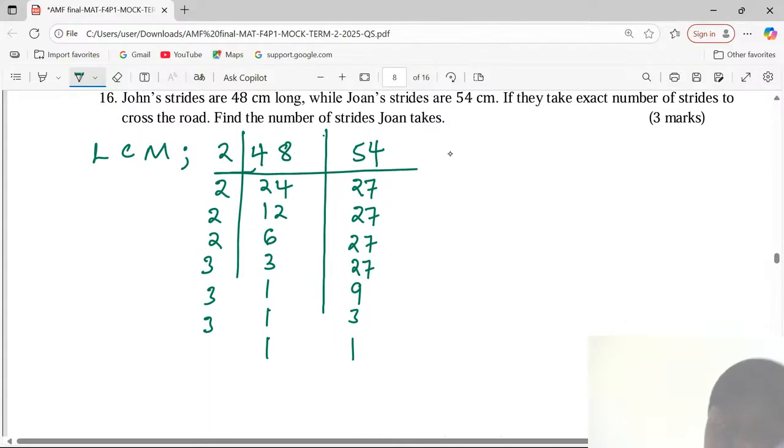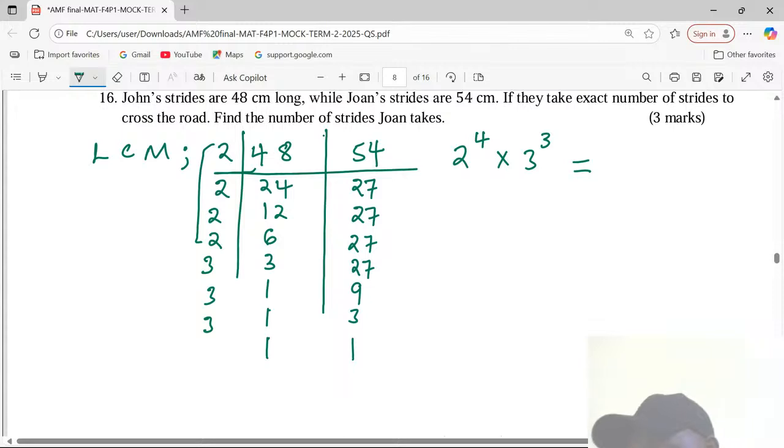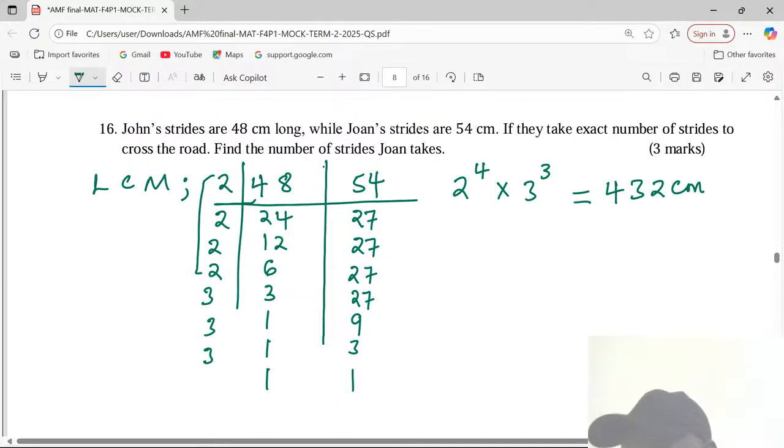Therefore, the LCM is 2 power 4 and 3 power 3. 2 power 4 is 16, and 3 power 3 is 27. So I'm getting 432 centimeters. This one, as the LCM, is now going to be the width of the road that they are crossing.